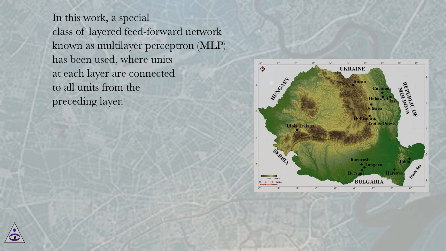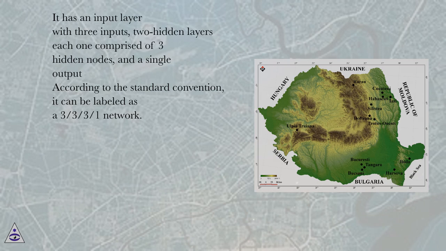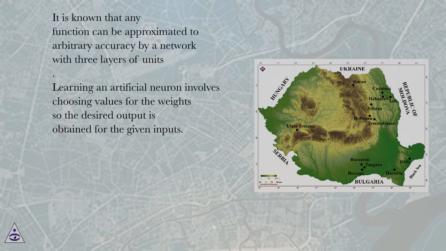In this work, a special class of layered feed-forward network known as multi-layer perceptron, MLP, has been used, where units at each layer are connected to all units from the preceding layer. It has an input layer with 3 inputs, 2 hidden layers each one comprised of 3 hidden nodes, and a single output. According to the standard convention, it can be labeled as a 3/3/3/1 network. It is known that any function can be approximated to arbitrary accuracy by a network with 3 layers of units.